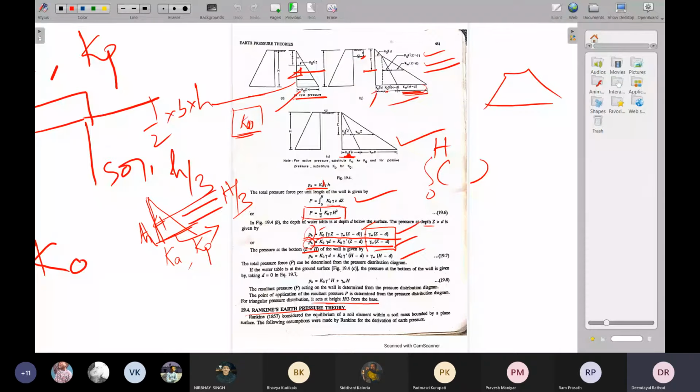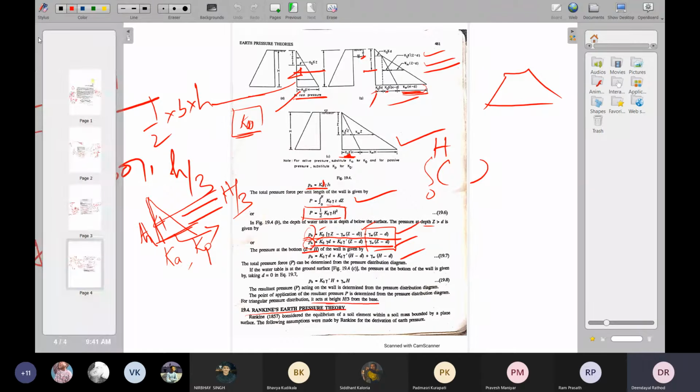So we have discussed the at-rest case. Now we'll discuss the Rankine earth pressure theories. Rankine earth pressure theories will discuss the active case. There are some assumptions given here for Rankine's earth pressure theory that we'll see now.